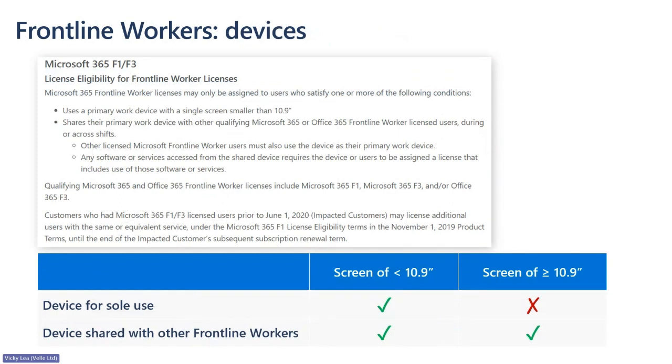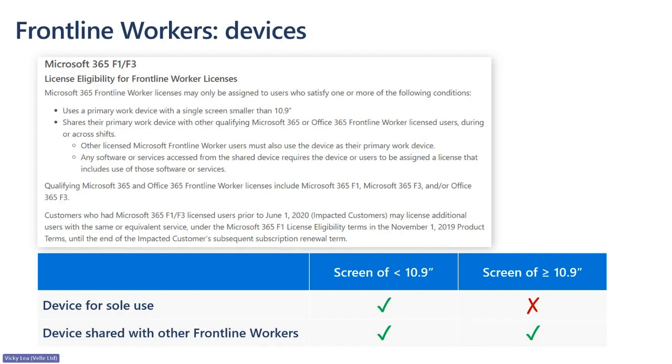However, there are rules about who can have a frontline worker license. And again, I've got a snippet from the product terms here. So I'm not lying when I tell you that I use the product terms a lot, telling me that I can only assign a frontline worker device to a user who satisfies one or more of the following conditions. So either their primary work device is a single screen smaller than 10.9 inches. That's the diagonal screen size. So 10.9 inches, less than that, they could have a frontline worker license.